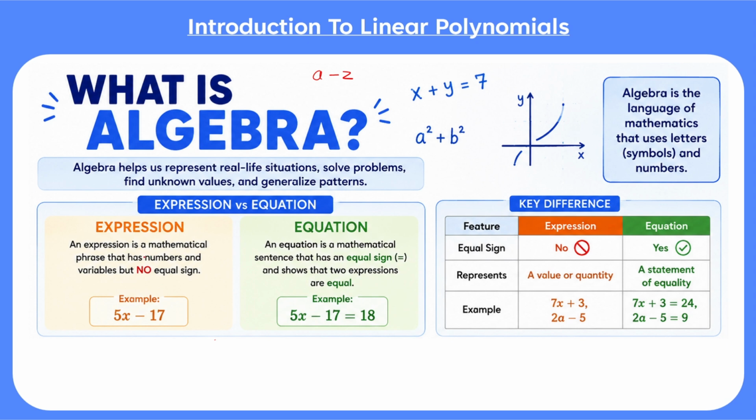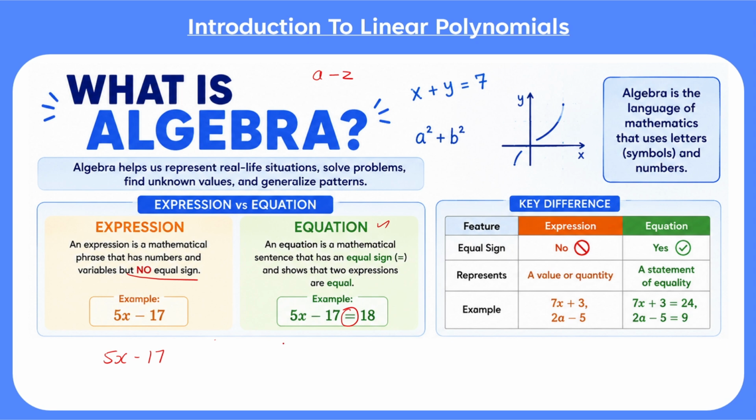Expression: just as we have facial expressions, math also has expressions. For example, 5x take away 17. We have numbers, constants, coefficients and variables. I shall be discussing these key components in detail. So what is the difference between an equation and an expression? You could see that there is an equal sign here and there's no equal sign here. That's the only difference. If you see an equal sign, that represents an equation.